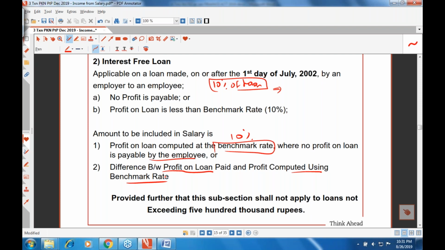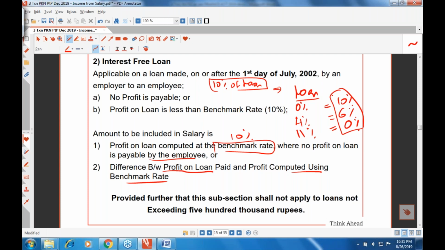Now let's try to understand something. For example, you work for an employer. He has given you a loan at 0%. The amount to be included in salary is 10%. You work for an employer, he's given you a loan at 4%. The amount to be included in salary is 6%. Why? Because the benchmark rate is 10%. You work for an employer, he has given you a loan at 11%. The amount to be included in salary is 0%.